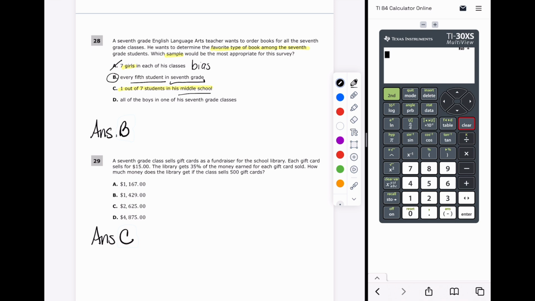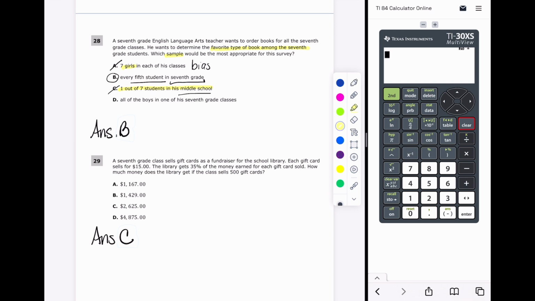He's looking for information about 7th grade. So good. I love the randomness of 1 out of every 7 students, but the challenge was just that he was asking all middle school. Let's go to the next one.